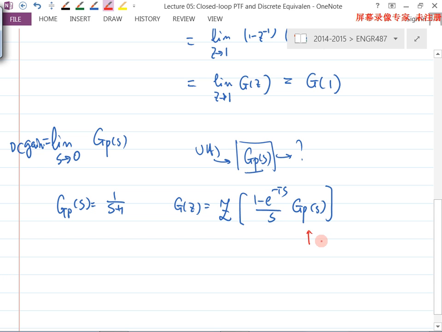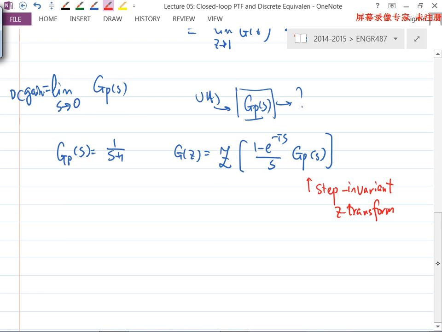This is also called the step invariant Z transform. Okay, step invariant transform. So why step invariant? Because this is the zero order hold, right? So there's a step, and in every step there's no change within that interval.